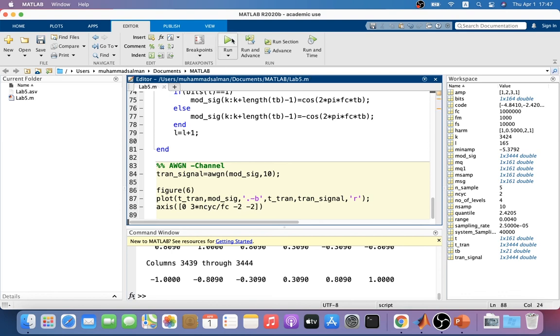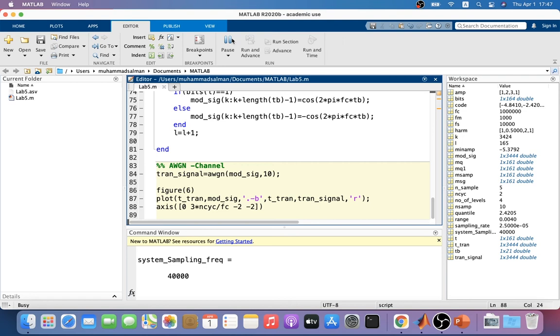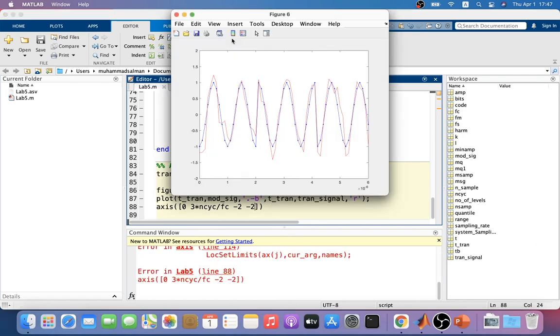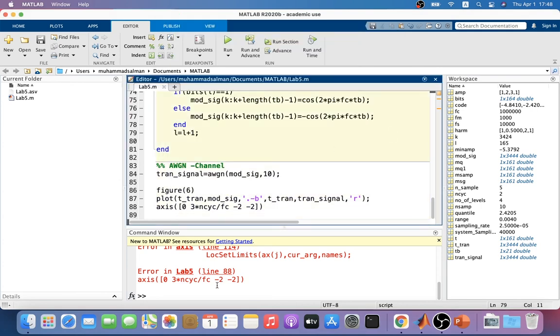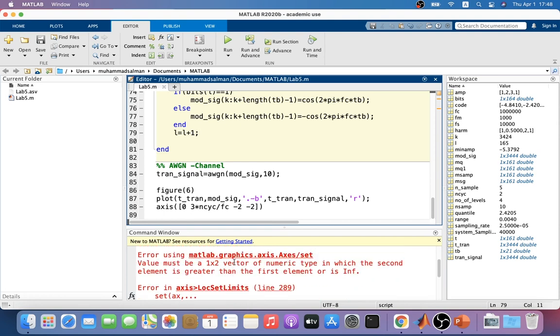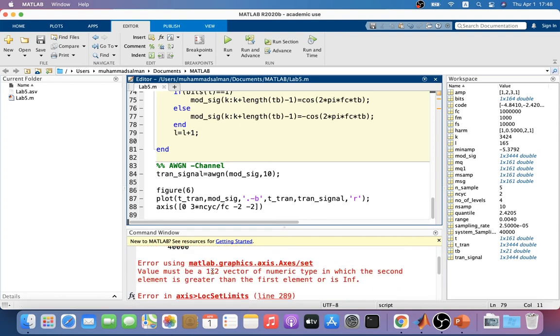So now I should be only seeing 3 cycles of my signal. I should see 1, 2, 3. So I'm transmitting 2 cycles, so something like that, you can see it. But I am also getting some error, and the error is: value must be 1x2.